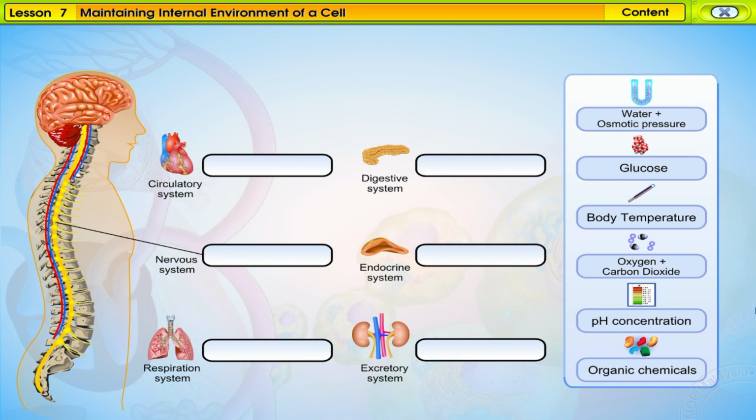Which body system do you think is involved in maintaining the following factors? Water and osmotic pressure of the blood, glucose concentration of the blood, body temperature, concentration of oxygen and carbon dioxide, pH concentration, organic chemical compositions such as urea and toxic wastes. Drag and drop the following factors to its respective system.